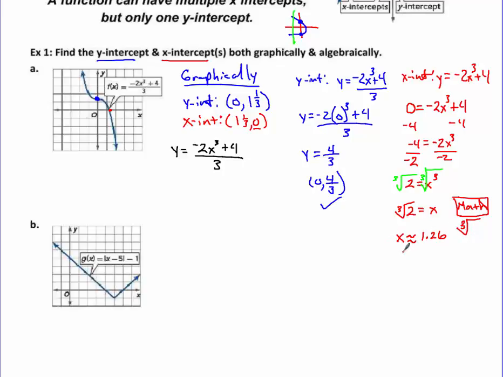So this is the point 1.26 comma 0. Now look back over here. I estimated that it was 1 1/3, which is 1.33. 1.26, that's pretty close, so I feel good about that. I found the y-intercept and x-intercept both graphically and algebraically. So for this problem, we are done.